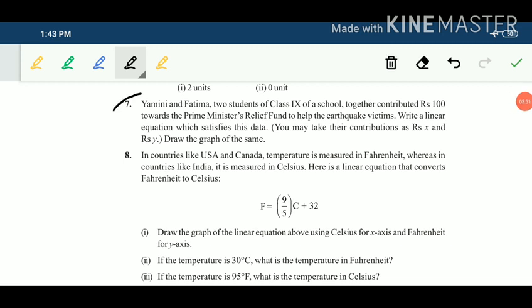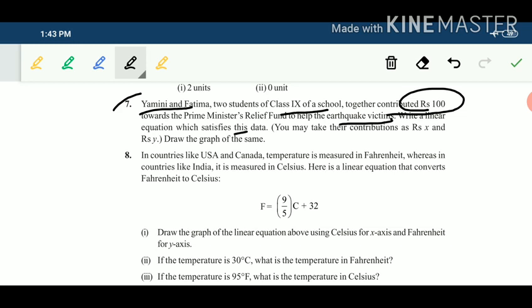Now question number 7. Jamini and Fatima, two students of class 9th of a school, together contributed rupees 100. Together they contributed 100 rupees towards the Prime Minister Relief Fund to help the earthquake victims. Write it in the form of the equation.